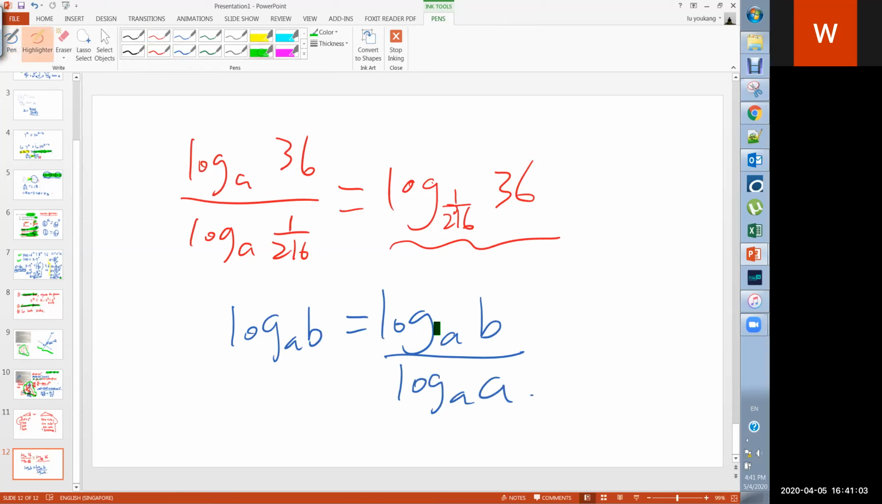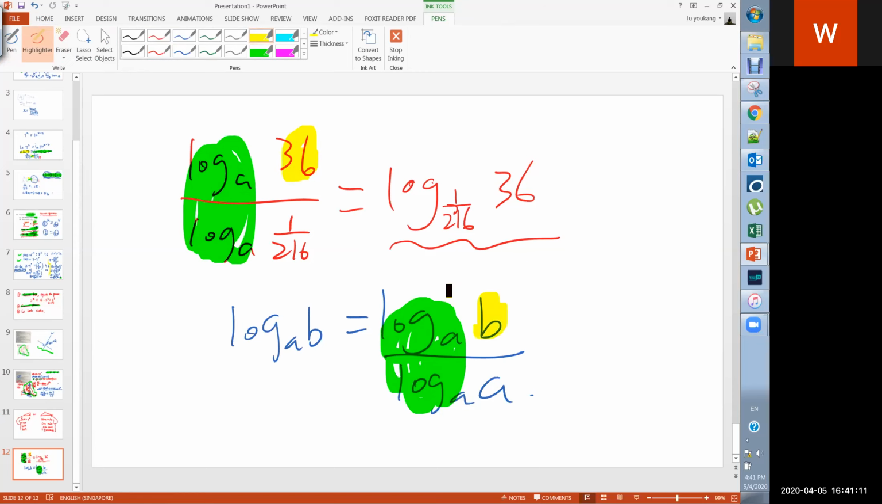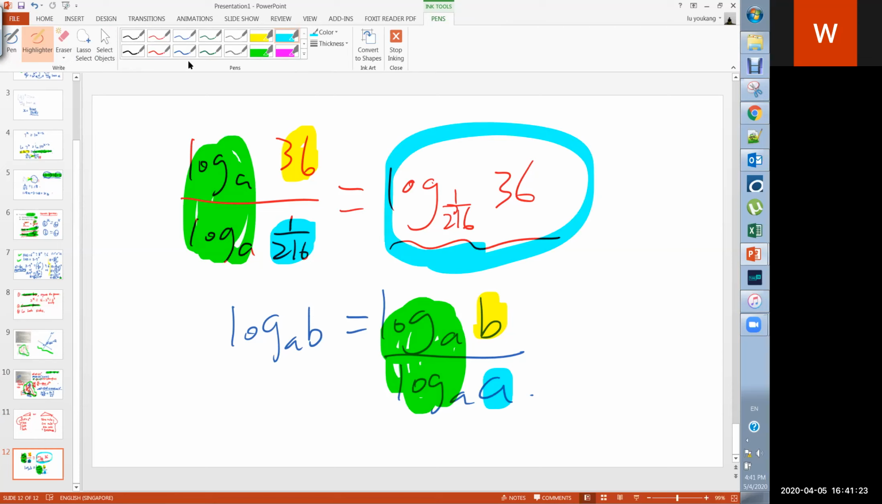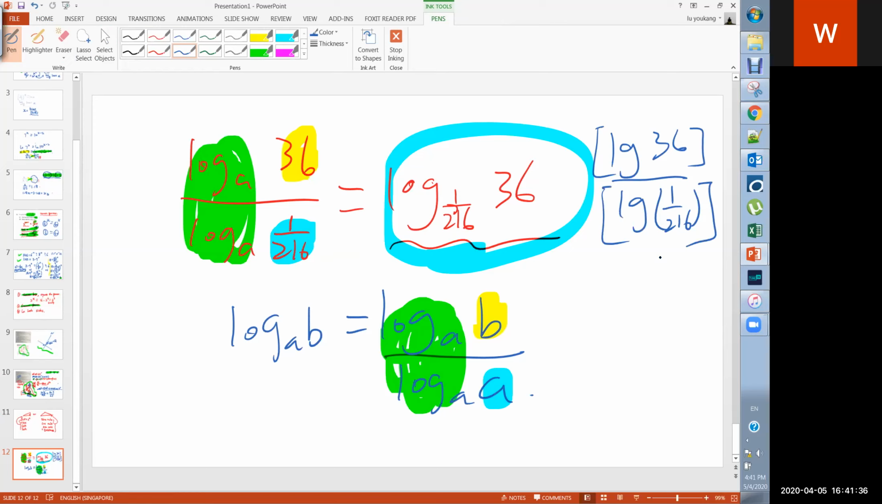Can you see the similarity? This is your log A, and then this is your 36. Then this is your 1 over whatever. Can you see? How do you solve this? Punch your calculator. So the whole thing is equal to A. Punch your calculator like this. Okay? Or if you don't like the over, you use divide.